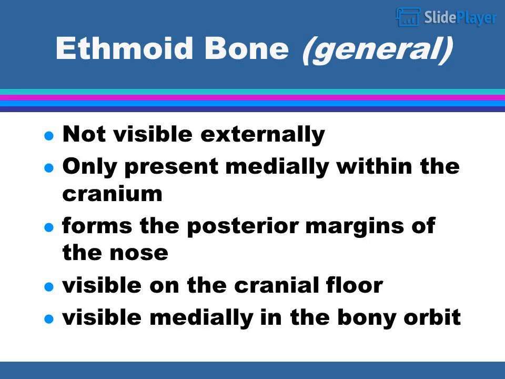Ethmoid bone, general. Not visible externally. Only present medially within the cranium. Forms the posterior margins of the nose. Visible on the cranial floor. Visible medially in the bony orbit.